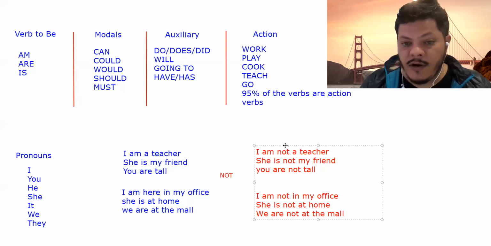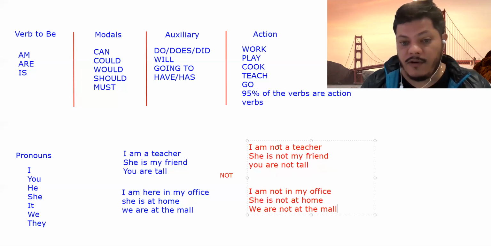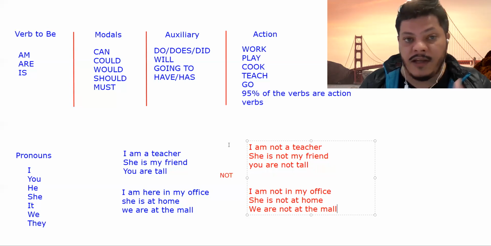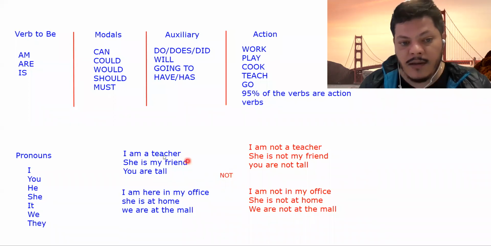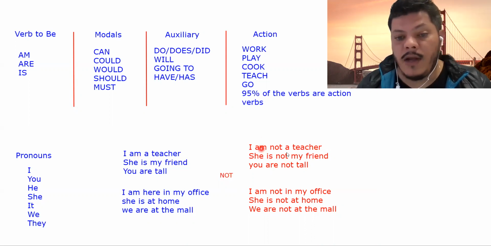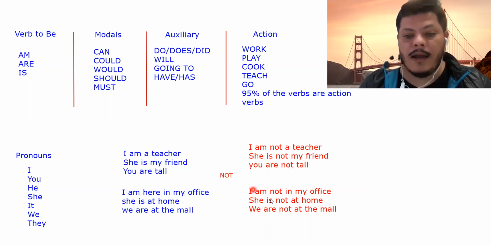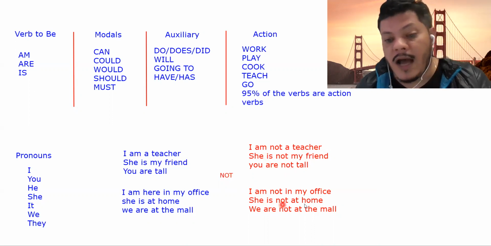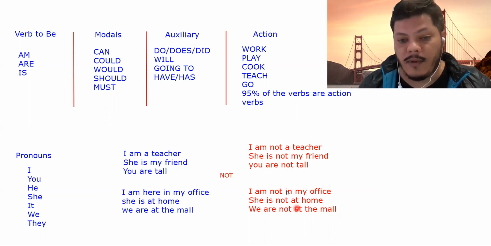So as you can see here, it's very basic and very simple. We did not use any auxiliary verbs. We simply use the word not immediately after the verb, so immediately after am, is, or are. So I am not a teacher. She's not my friend. You are not tall. I am not in my office. She is not at home. We are not at the mall.